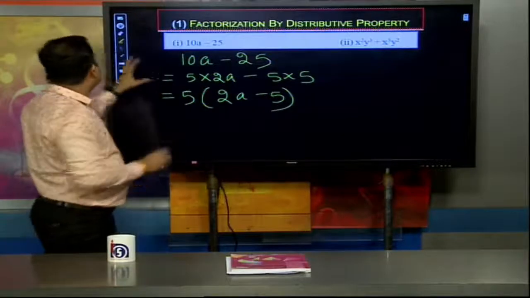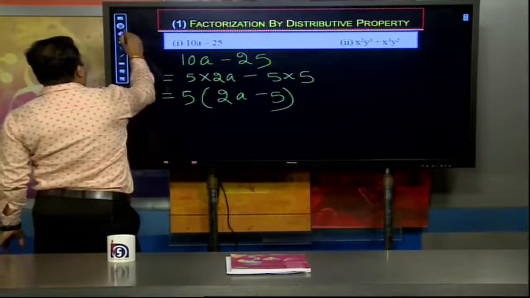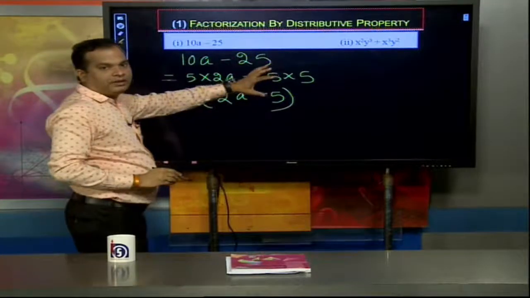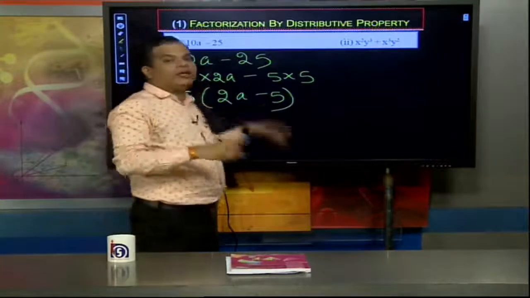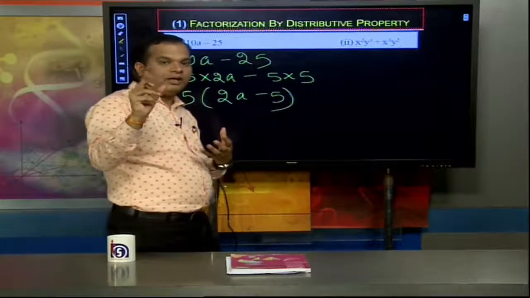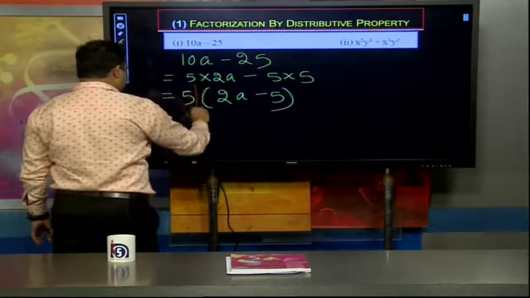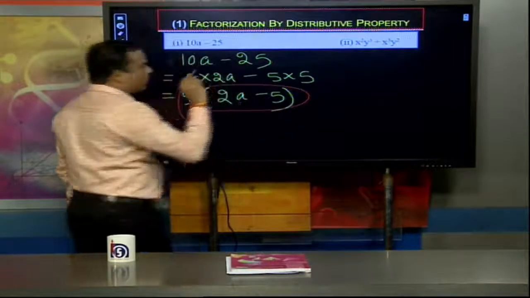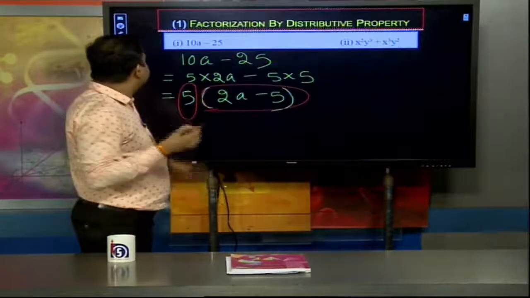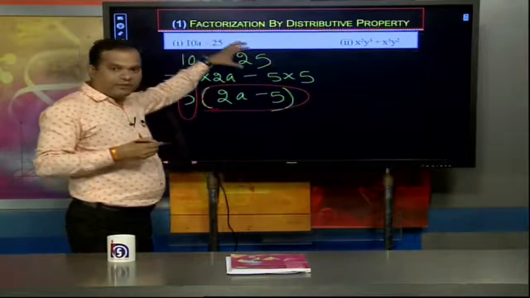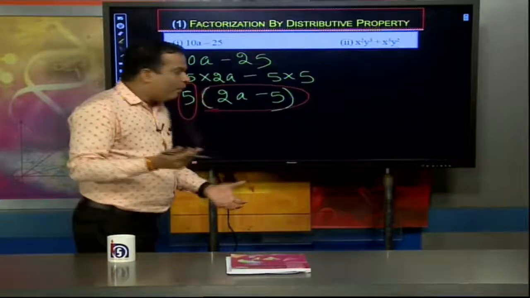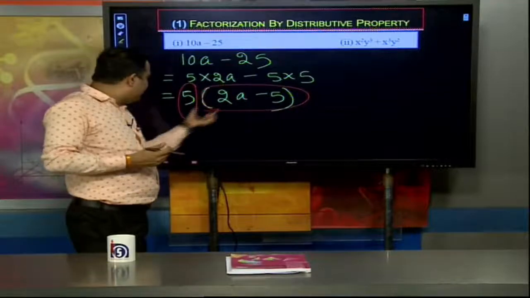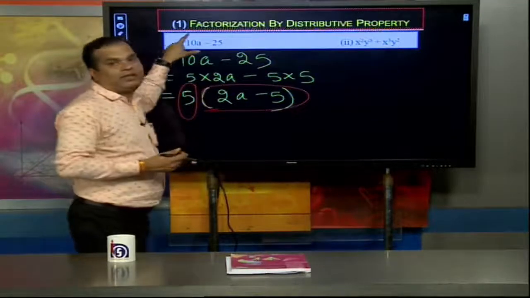So dear learners, when talking about the factors of the quantity 10a minus 25, we can say we got two factors. One factor is 5, the second factor is 2a minus 5. So simply we can generalize that in the polynomial 10a minus 25 there are two factors: one factor is 5, another factor is 2a minus 5. When we multiply the two factors, you will get the original polynomial.